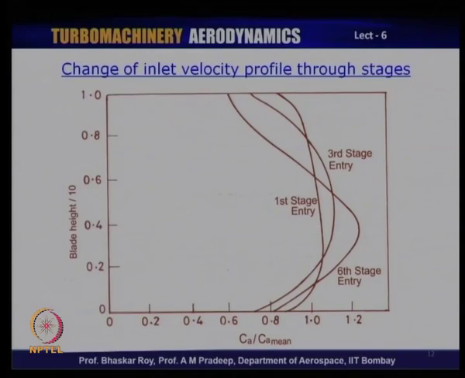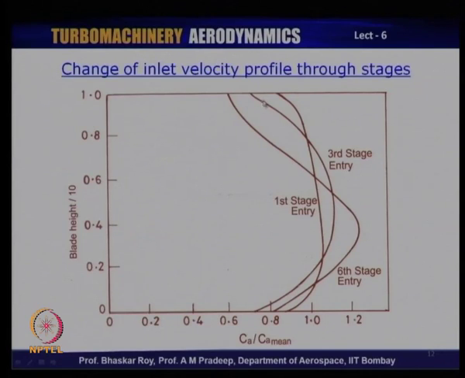Let us see the other issue that indeed happens when a flow goes through a multi-stage compressor. The diagram here tells you that the inlet velocity profile through the stages changes in a multi-stage compressor substantially, because of all the things that we have been talking about in the last half an hour or so. The flow, you see, if it is the first stage, this is the first stage entry. Okay, so the middle portion is relatively uniform.